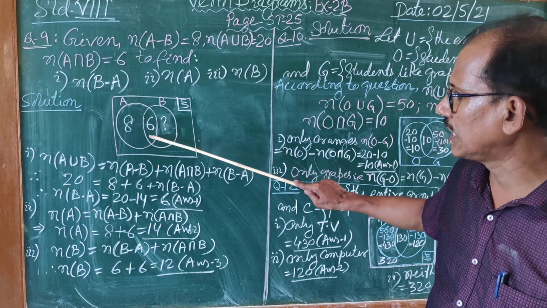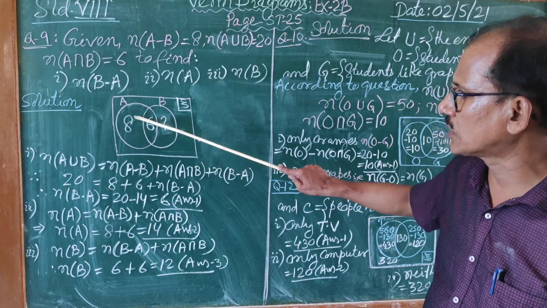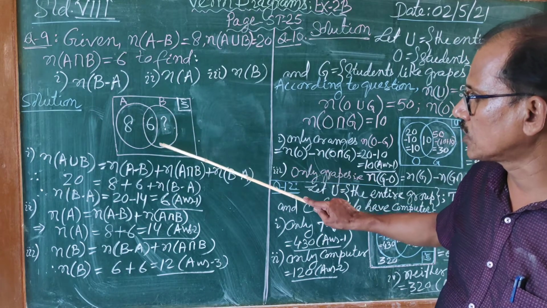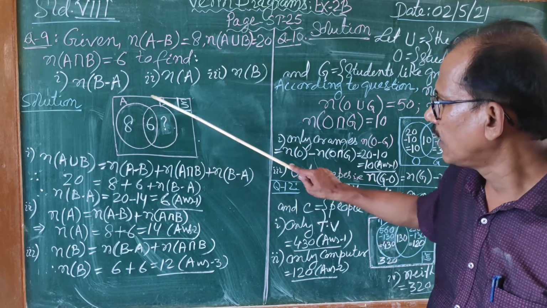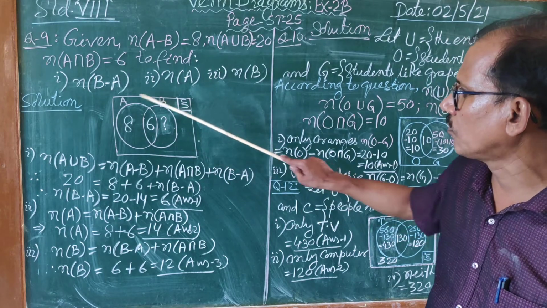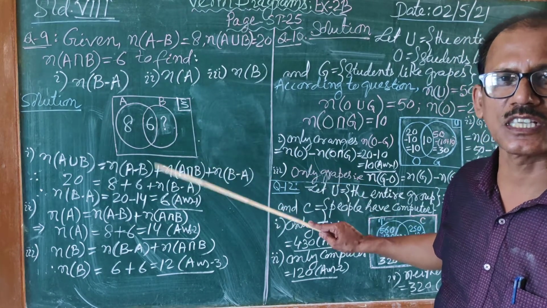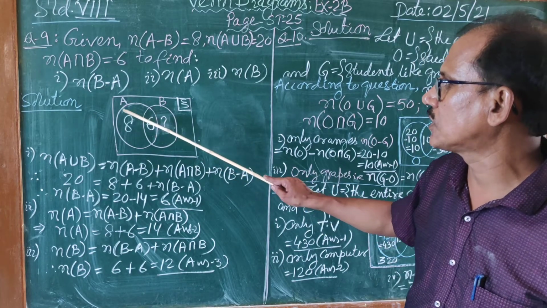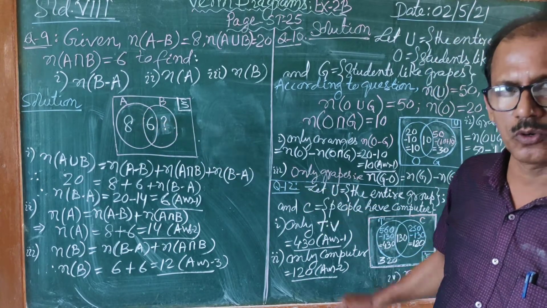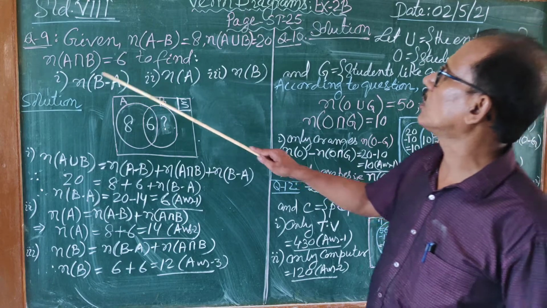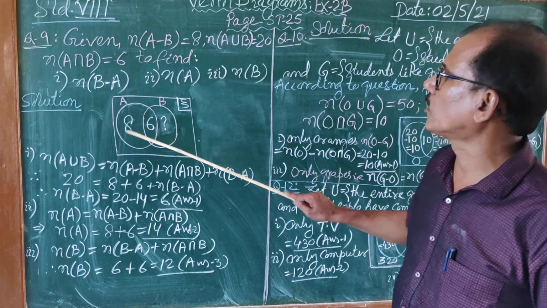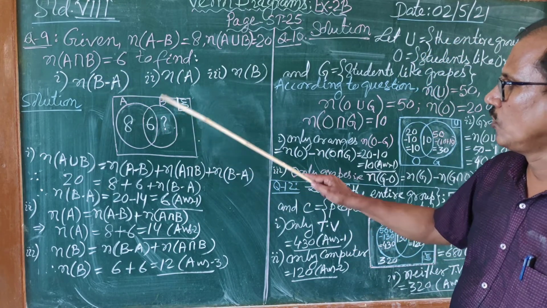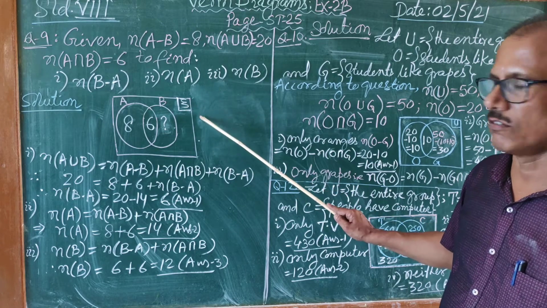This region is telling intersection, this region is telling A minus B, this region is telling B minus A, and the remaining portion of the universal set U indicates the complement part, that means neither A nor B. Could you understand me? So let us solve it. In A intersection B, you have written down a Venn diagram. The universal set you have drawn, you have written down the universal sign.